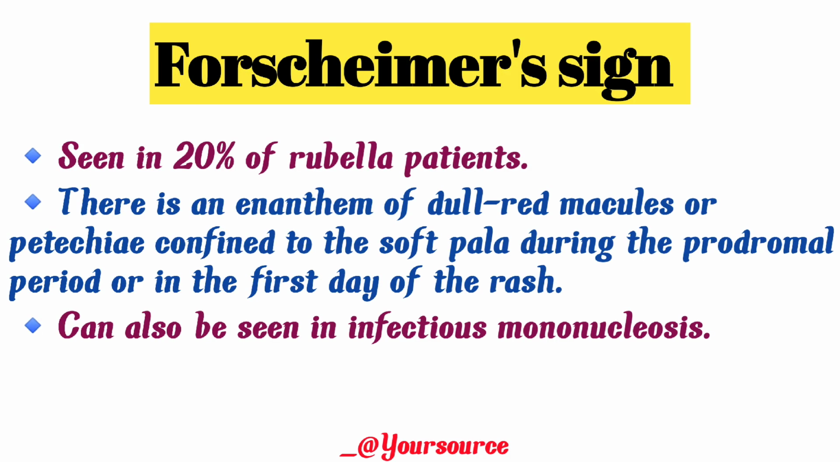Forchheimer's sign, seen in 20% of rubella patients. There is an exanthem of dull red macules or petechiae confined to the soft palate during the prodromal period or in the first day of the rash. Can also be seen in infectious mononucleosis.